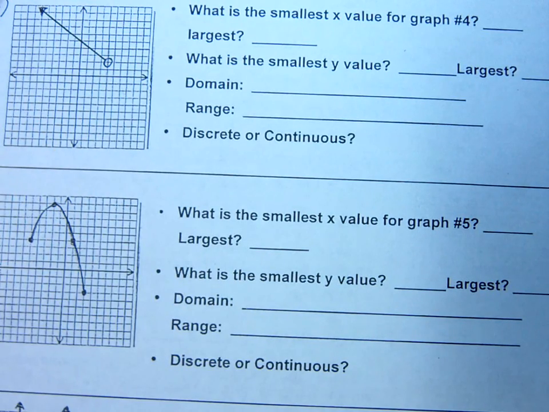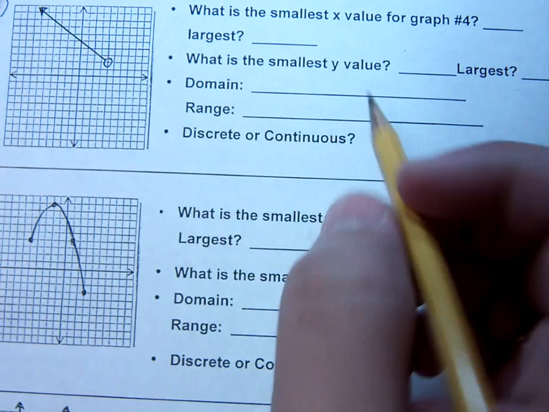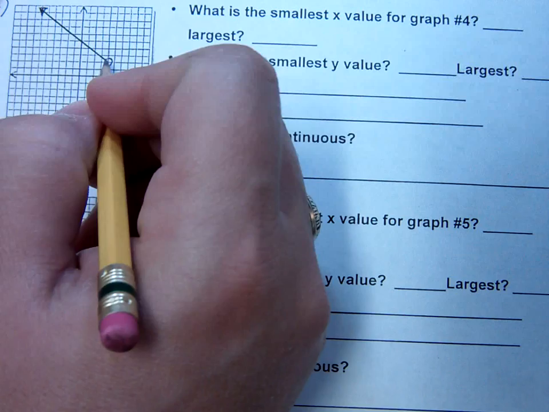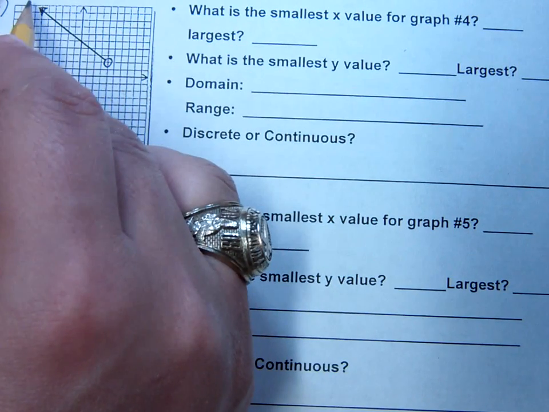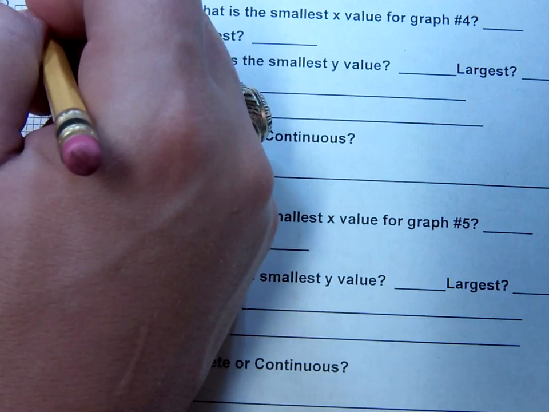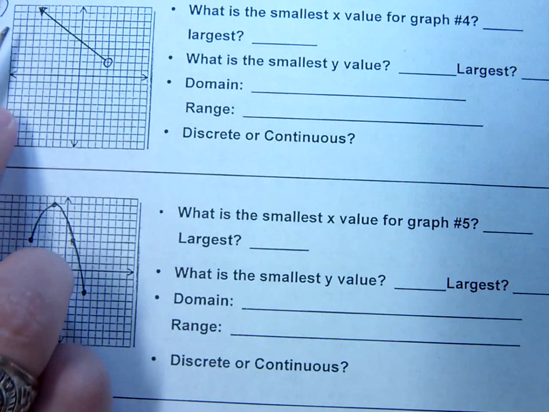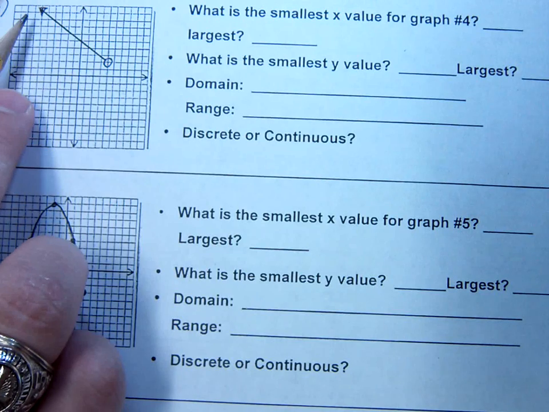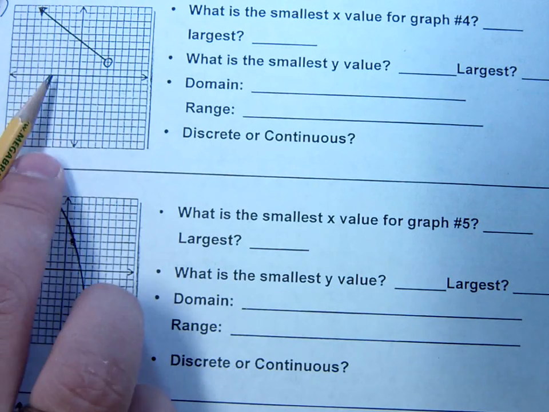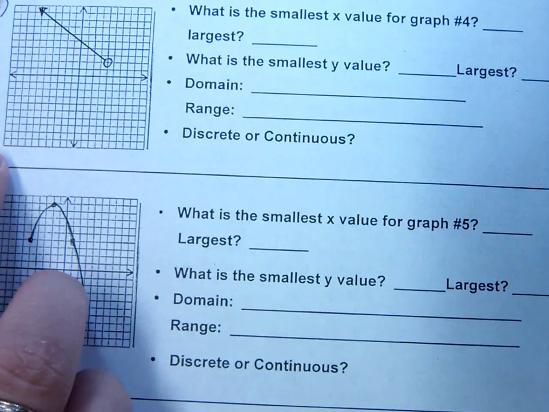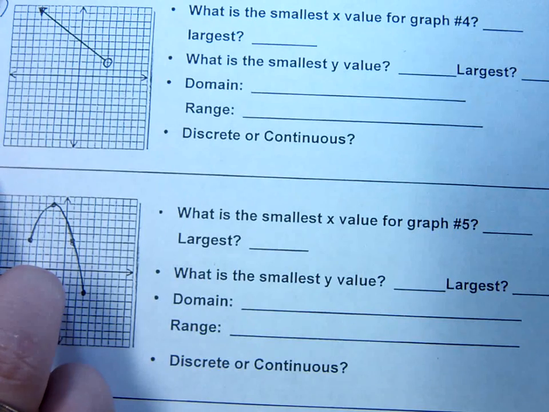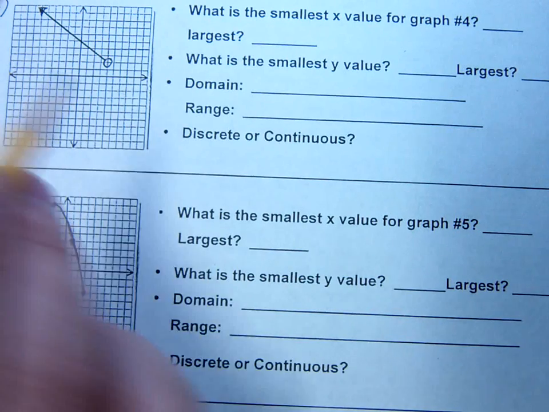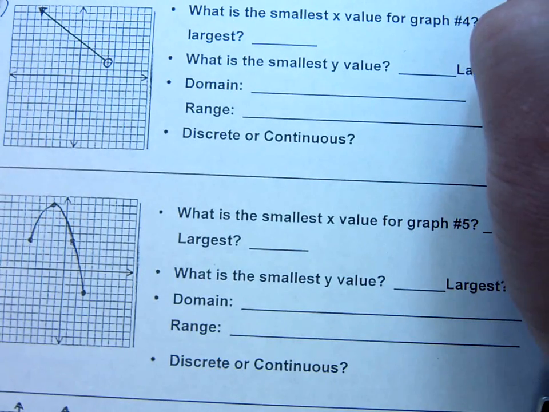All right, so what is the smallest x value for this particular ray? Okay, well look here. It's going towards the negative. So that means this point up here is going to go on infinitely. It's going to go on and on and on. My numbers on my x value are going to continue to get smaller and smaller and smaller. So there is no smallest value for x because they just keep getting smaller. So I would put none here.